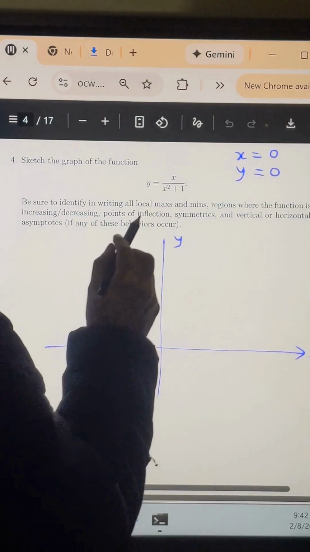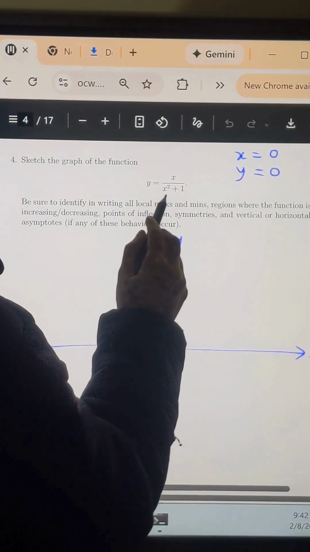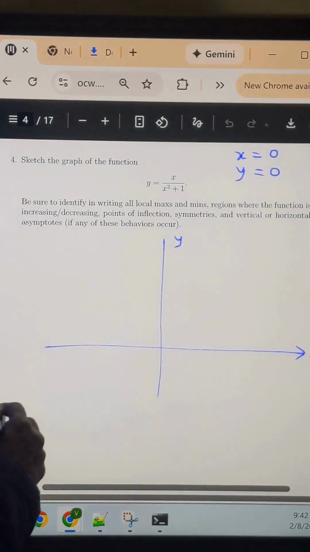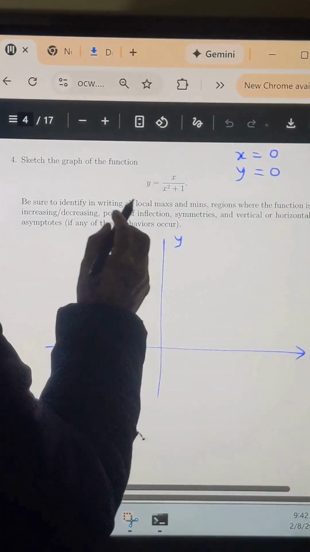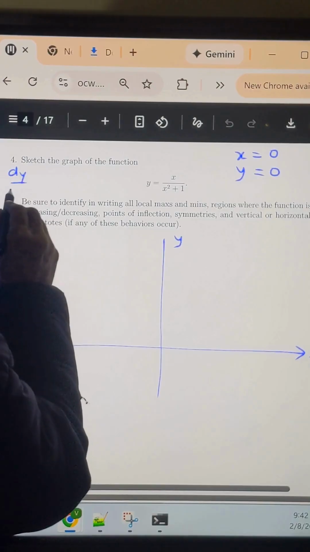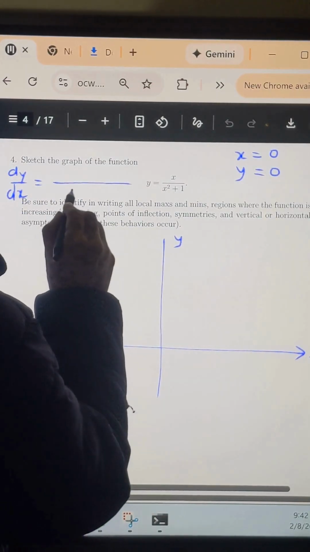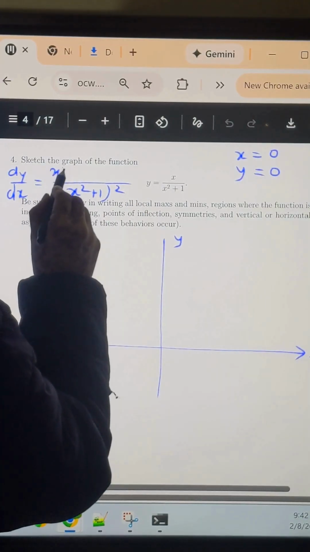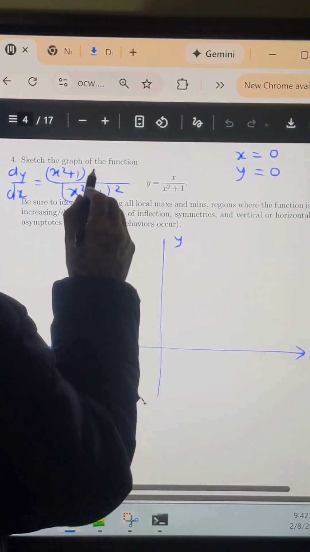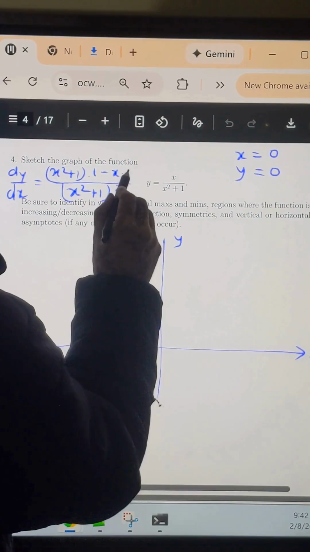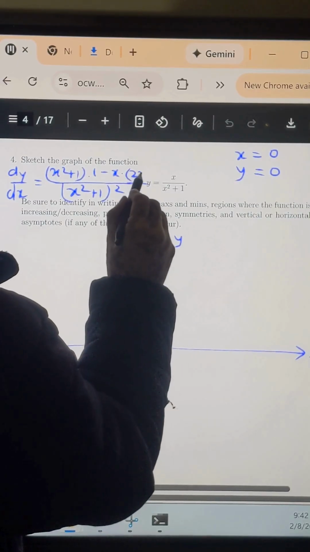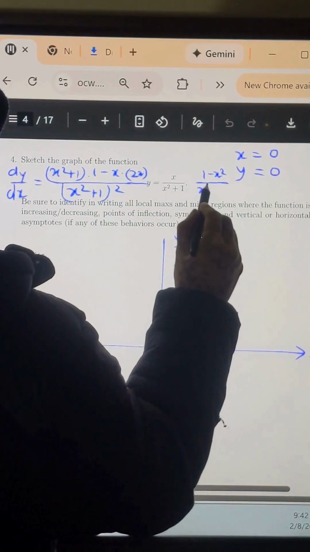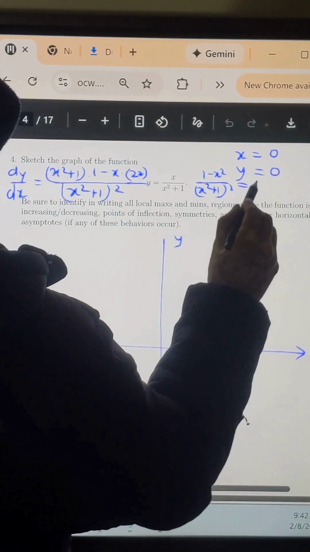And then we also notice that the curve is in one way symmetrical about the y-axis. But let's see where the maxima and minima occur. So I differentiate it with respect to x. I get (x square plus 1) whole square in the denominator, and then x square plus 1 multiplied by the differential of x, which is 1, minus x into the differential of this thing, which is 2x. So this becomes 1 minus x square divided by (x square plus 1) whole square.